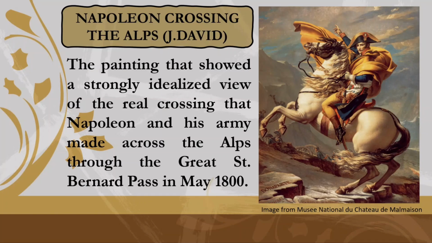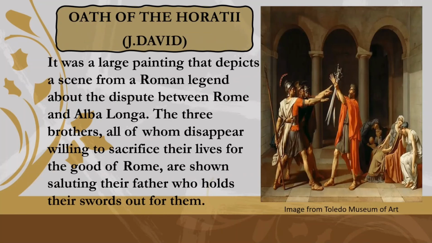Next is the painting called Napoleon Crossing the Alps. This is the painting that showed the strongly idealized view of the real crossing that Napoleon and his army made across the Alps through the Great Saint Bernard Pass in May 1800.